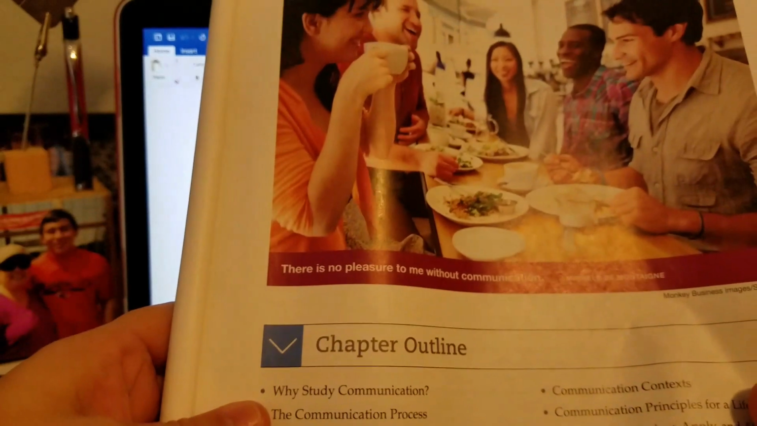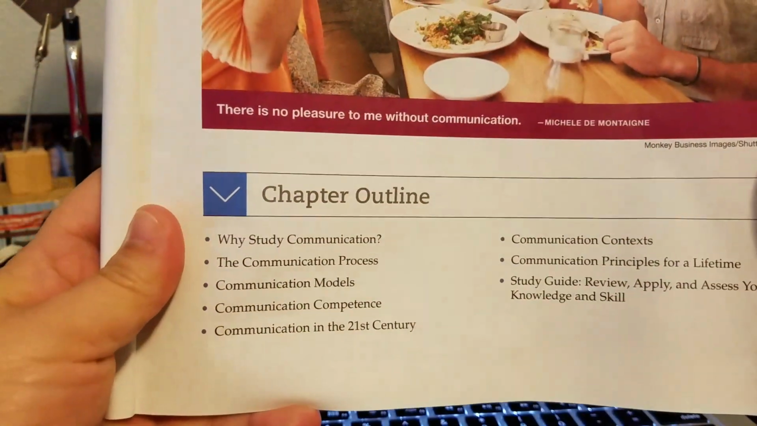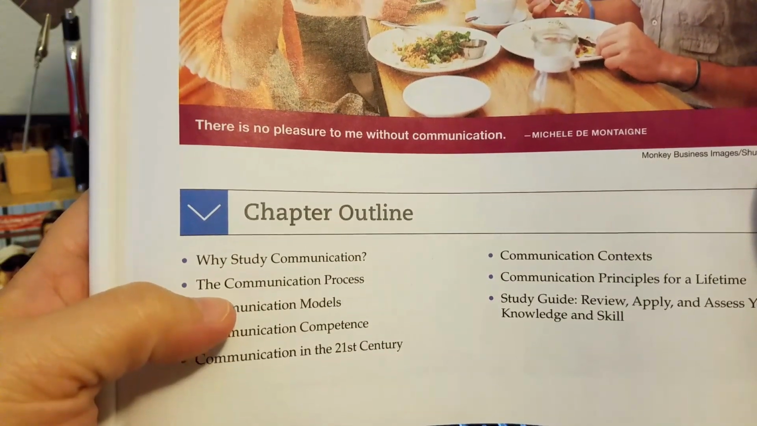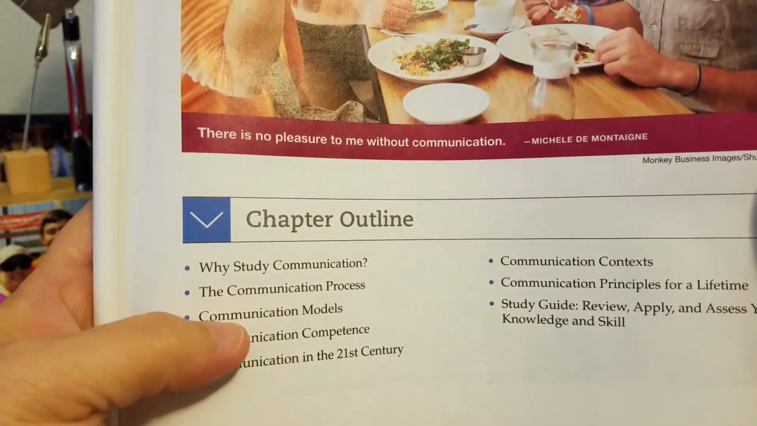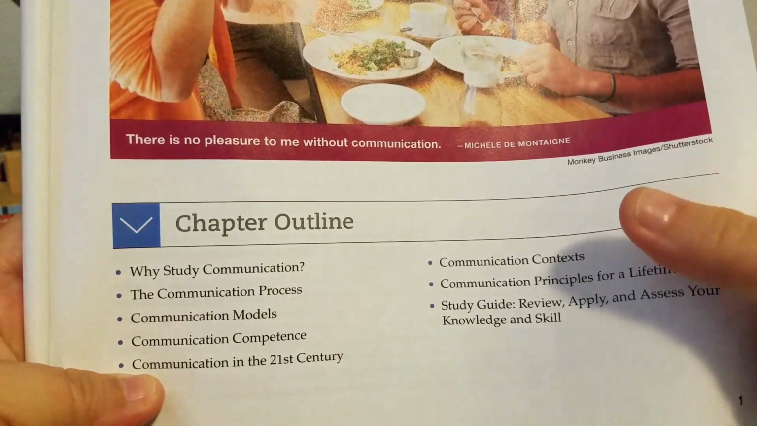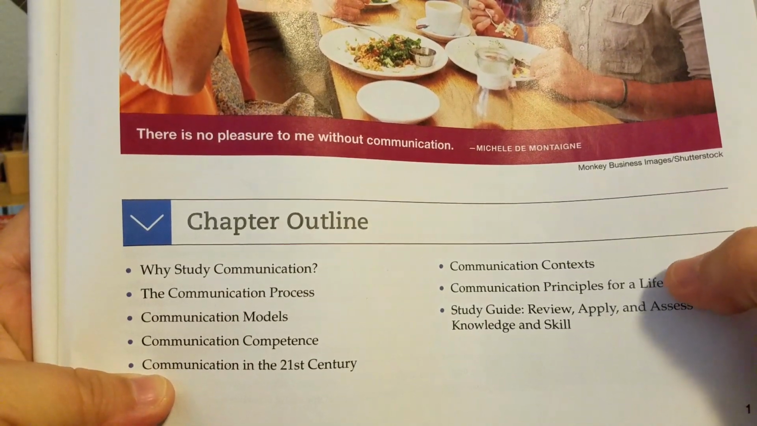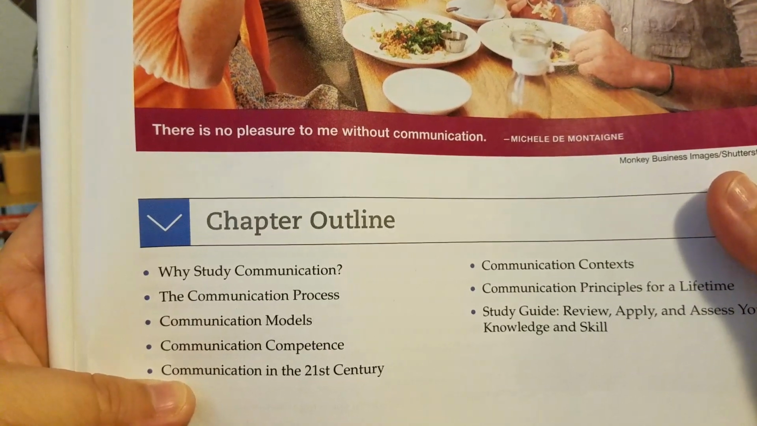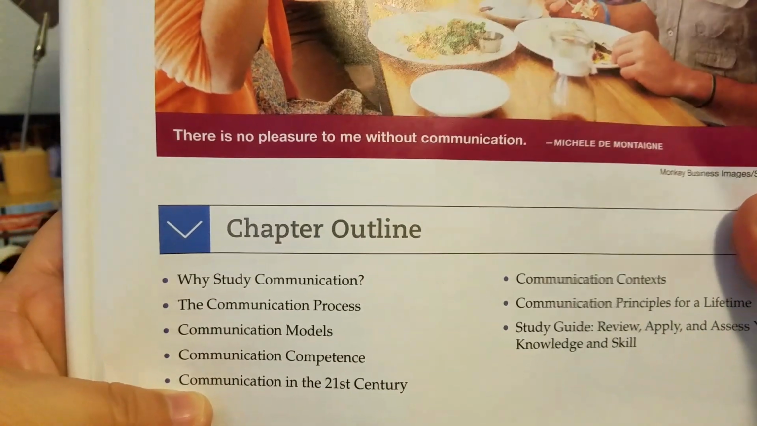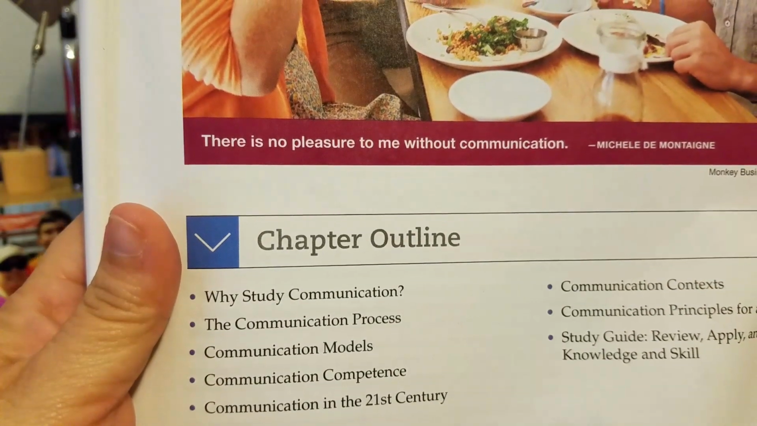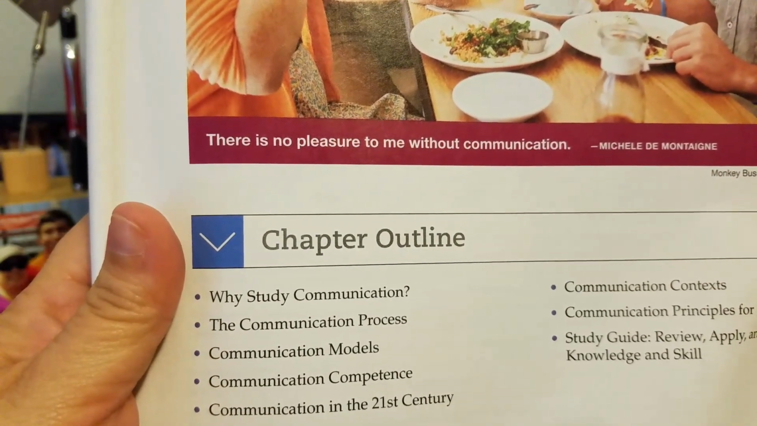So start by going to your textbook, and you can see on the first page of the chapter it has a chapter outline. Why study communication, the communication process, communication models, communication competence, communication in the 21st century, communication context, and then the principles for the lifetime and the study guide. So use this to figure out how to make your outline. Now when we use outlines in a speech, you use Roman numerals, letters, numbers, little letters.